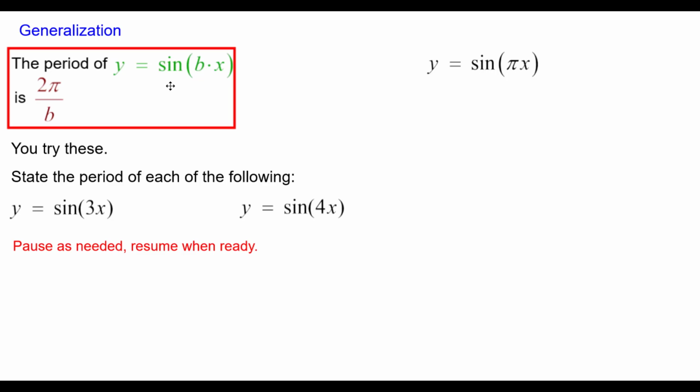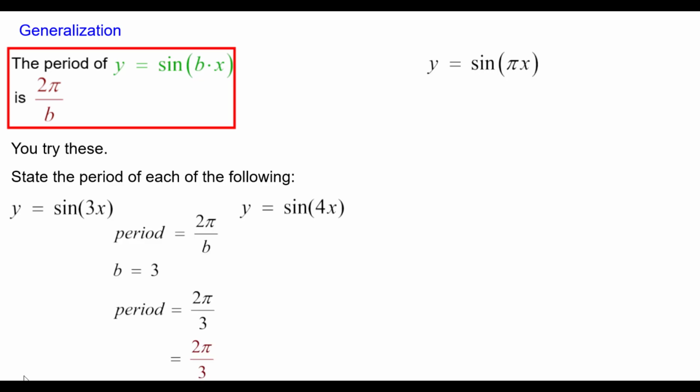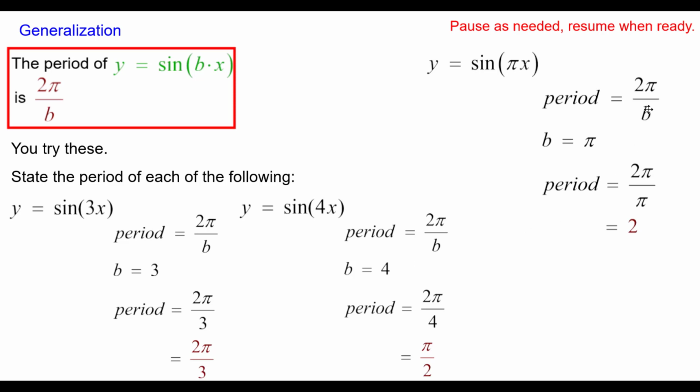Let's generalize that here and apply it to these 3 specific cases. Do those 3, find the period of each, and pause until you're ready. So here the period's 2 pi divided by 3, 2/3 pi. Here it's 2 pi divided by 4, which simplifies to pi over 2. And here 2 pi divided by pi is just 2. Pause as needed.